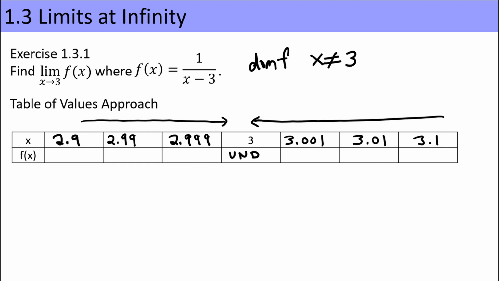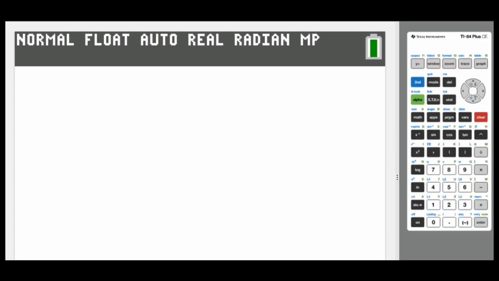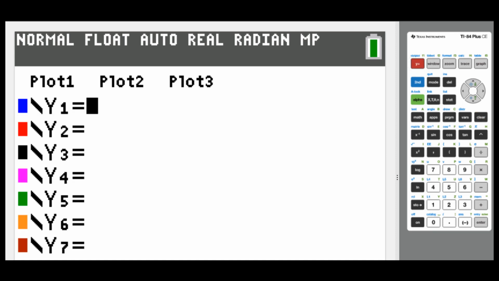Let's evaluate these values on a calculator. I am using a TI-84 Plus SE. I will use the table feature to compute all of our values. So let's begin with a clean screen, and I'm going to choose y equals so I can input my equation. My equation will be 1 divided by, be sure to put the entire denominator expression in parentheses, so open parentheses, x minus 3, and then close parentheses.